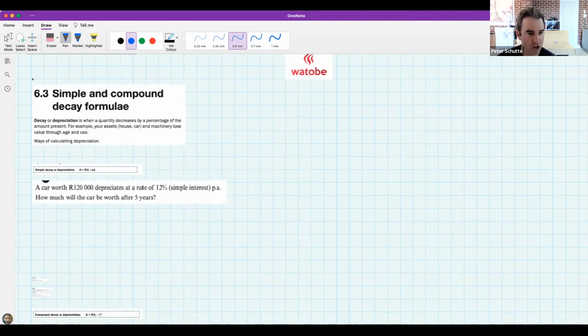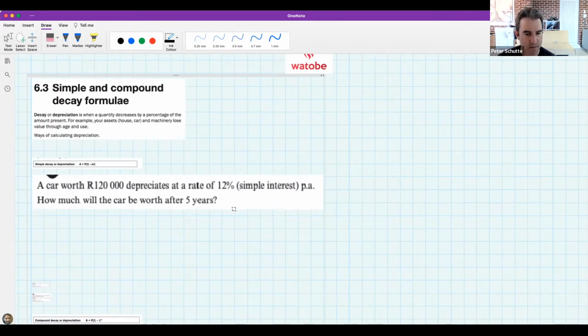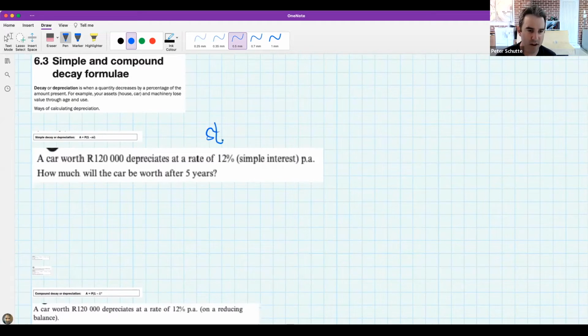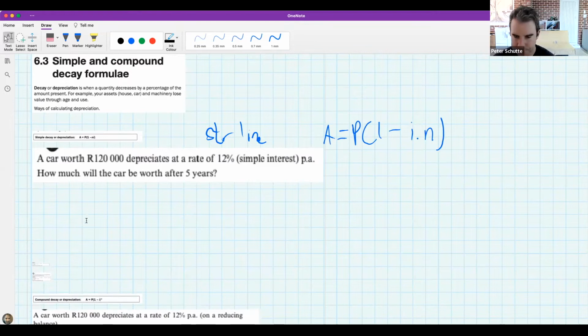Okay, so let's just start with this question just to make sure. Let's do that one first. So a car is worth 120,000. It depreciates at a rate of 12% simple interest per annum, or another way of saying this is straight line depreciation. How much will the car be worth after 5 years? And I'll even give you the formula. So off we go. What do you get?